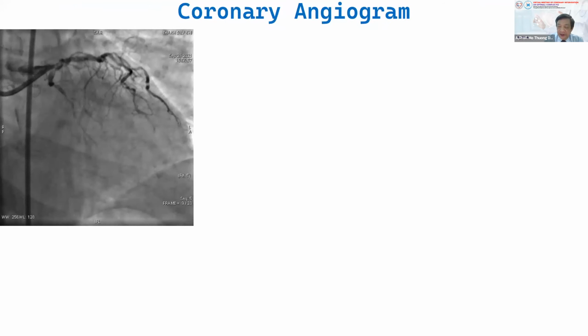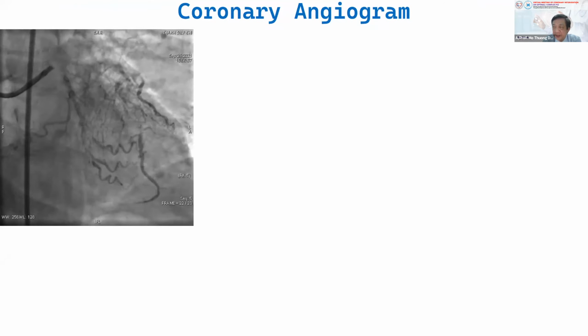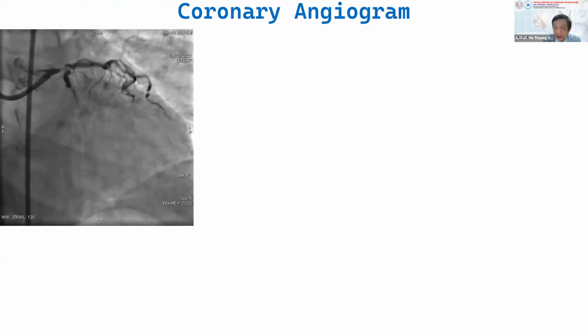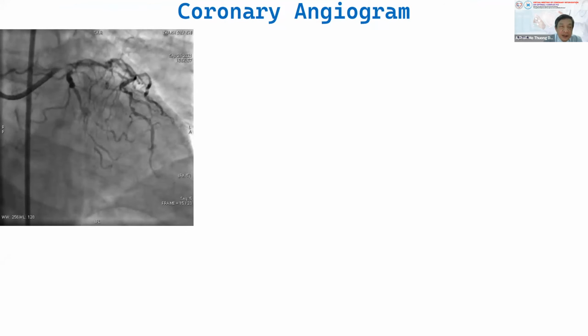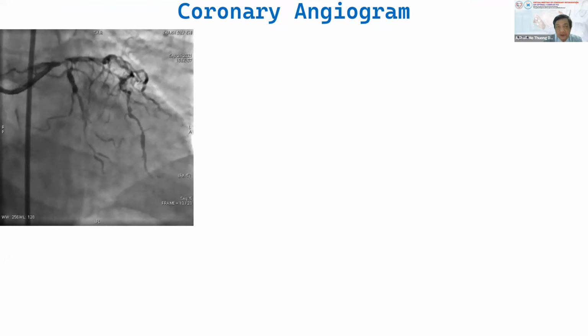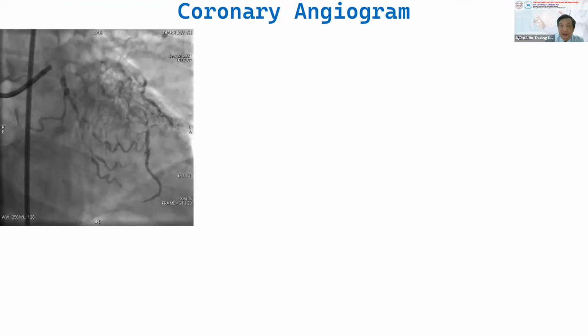In detail, when I do PCI in the RCA, after we do IVUS, I must use rotablator because the calcified burden is very heavy. And after I use rotablator in combination with the cutting balloon, I deploy the stent, it's okay. I focus on the LAD, as you see, very severe, diffuse and tortuous.